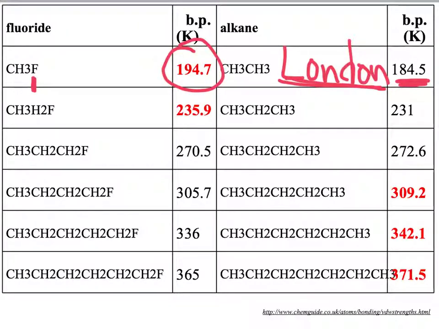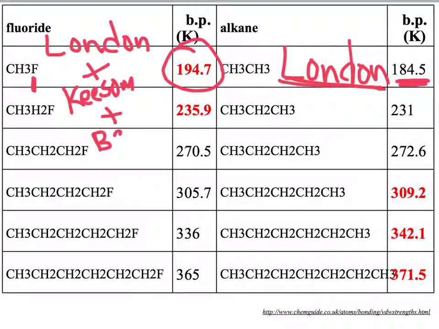You would suspect that when you are tossing in a very polar bond, we're getting my Keesom forces involved here. See, here I have both London, and I have my Keesom, and I have my dipole forces.